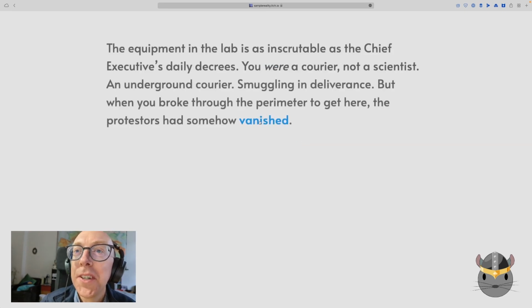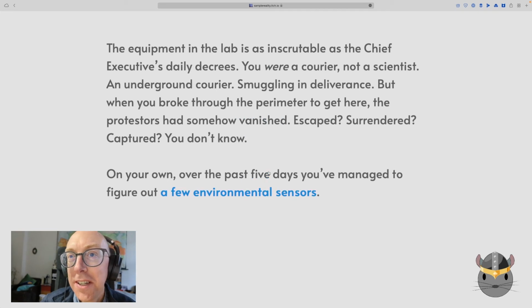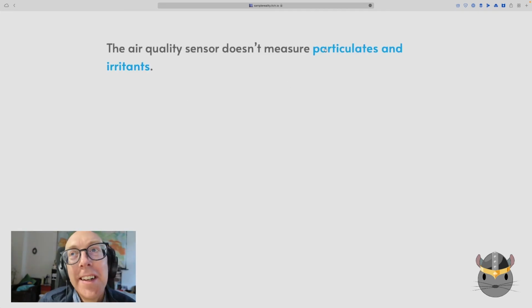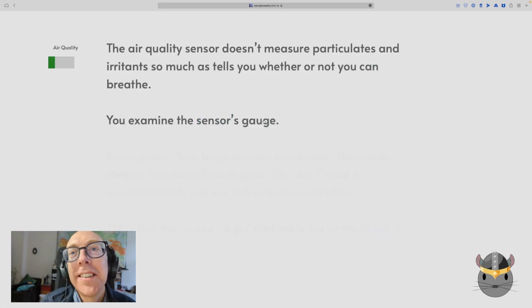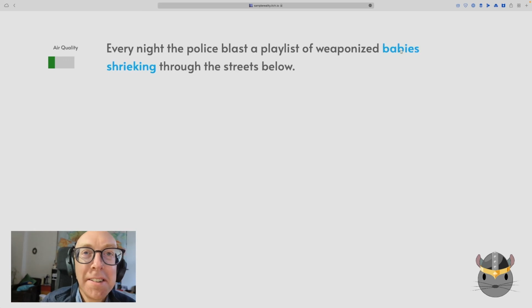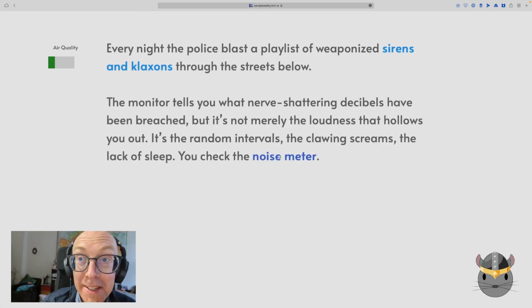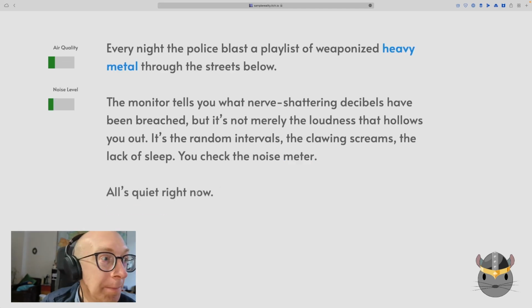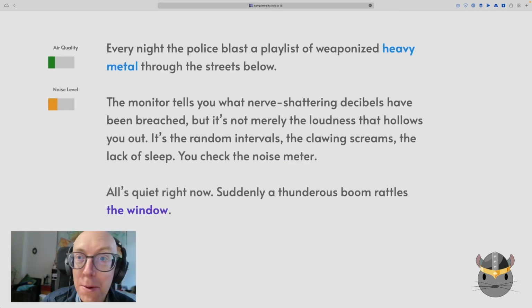You're a courier, not a scientist. Somehow vanished. 3 days, 5 days. Environmental sensors. Yes, sensors cage. Yes, the noise monitor. I feel like this is supposed to make you go a little crazy, and it's working very well. Sound, yeah. Noise meter. Okay. All is quiet. The window.